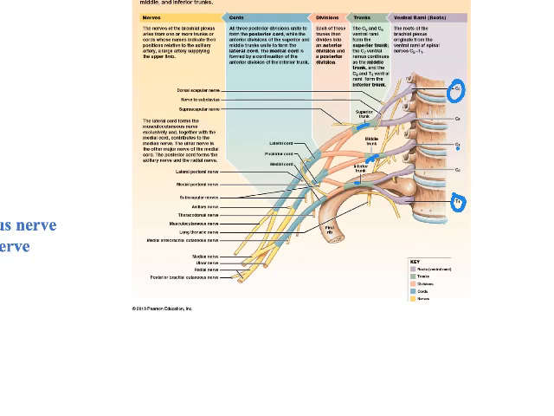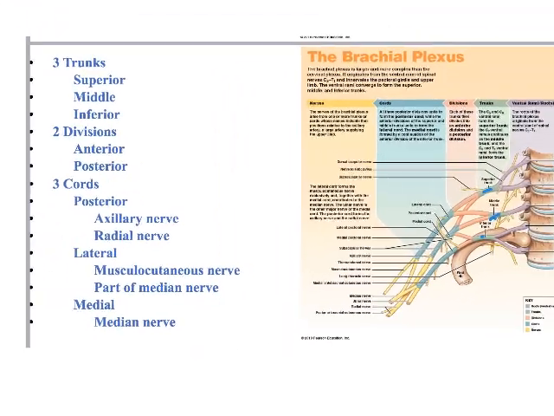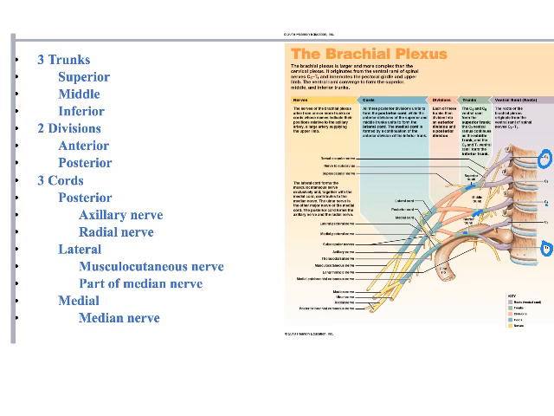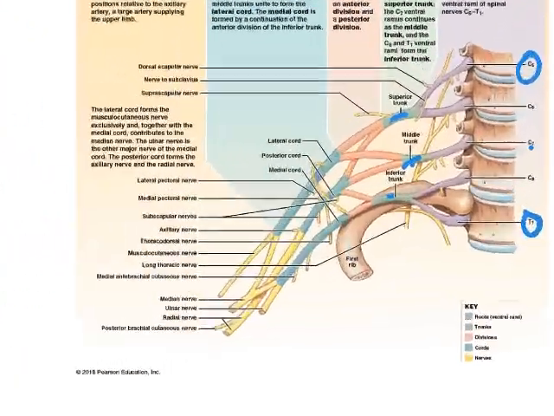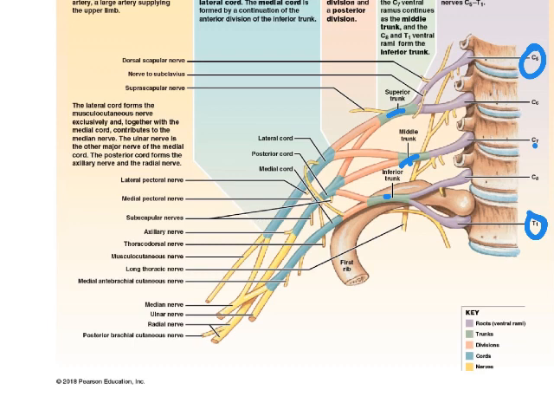Now, as those nerves move along down the line, they're going to reassemble themselves into the 3 cords. We're not going to worry too much about the anterior and the posterior divisions. We'll just focus on the cords. So you can see how those nerves come together, and they're going to form a lateral cord here, a posterior cord here, and a medial cord here. And it's from those 3 cords that we get our peripheral nerves that we'll discuss.